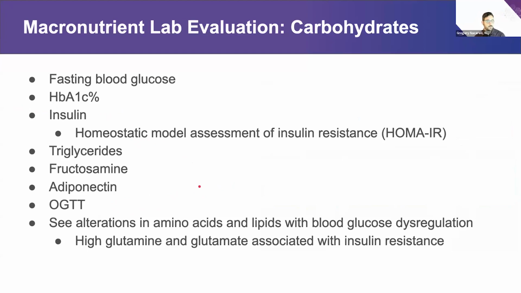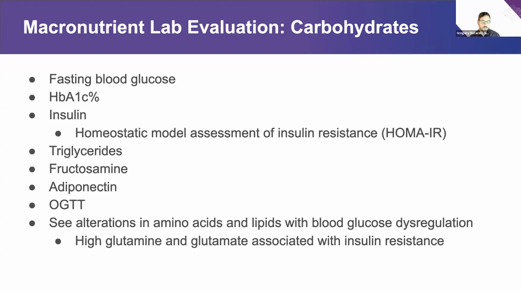For carbohydrates, fasting blood glucose, HbA1c, insulin. You could look at HOMA-IR, which is a homeostatic model of insulin resistance, which is a calculation of insulin and glucose to figure out, is the person possibly insulin resistant. Triglycerides, fructosamine, which is another marker that could be looking at sugar binding to proteins, such as in advanced glycation end products. Adiponectin, oral glucose tolerance test, where somebody is given glucose, they drink it, and then their glucose is measured over a series of hours to see how quickly their blood spikes and then goes back down.